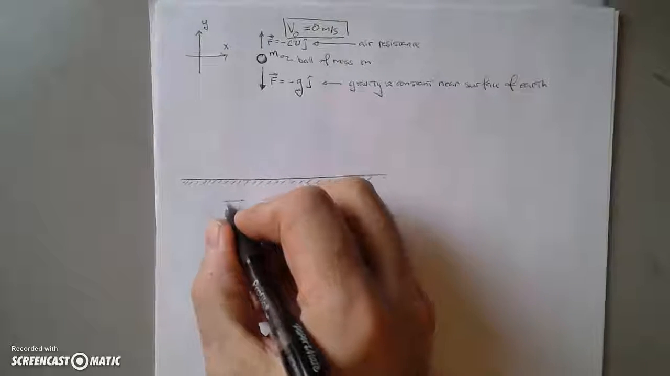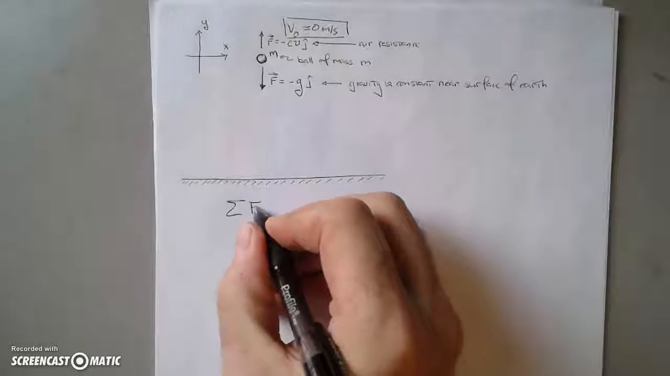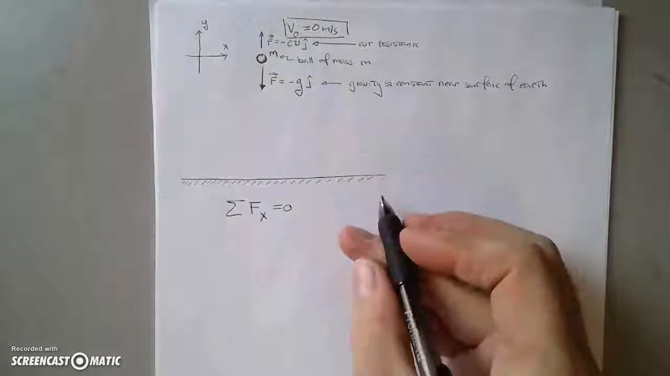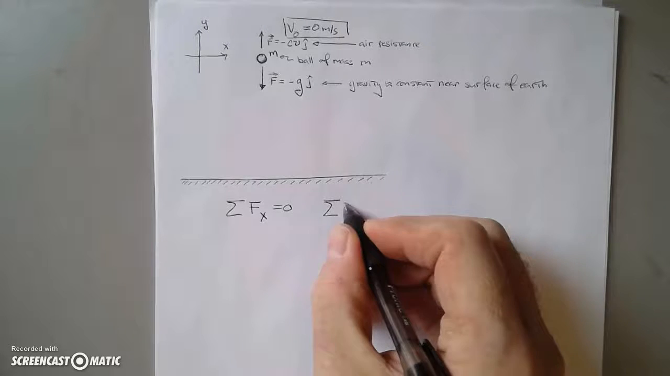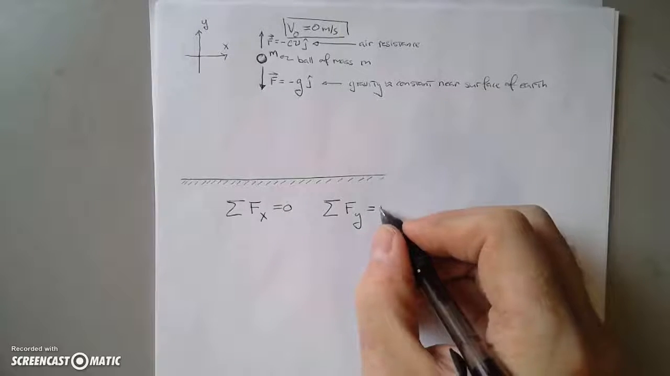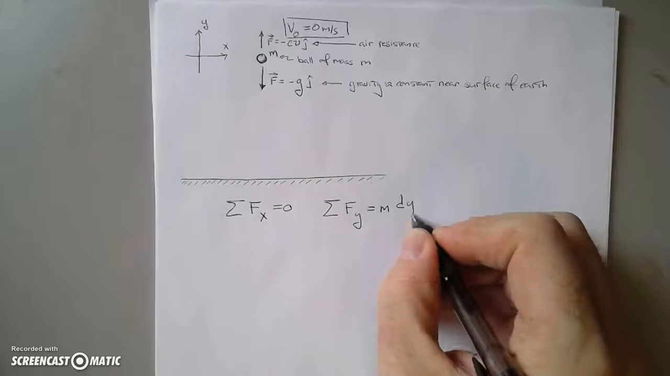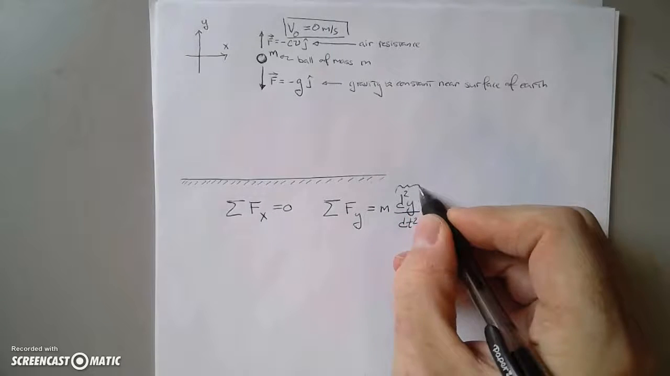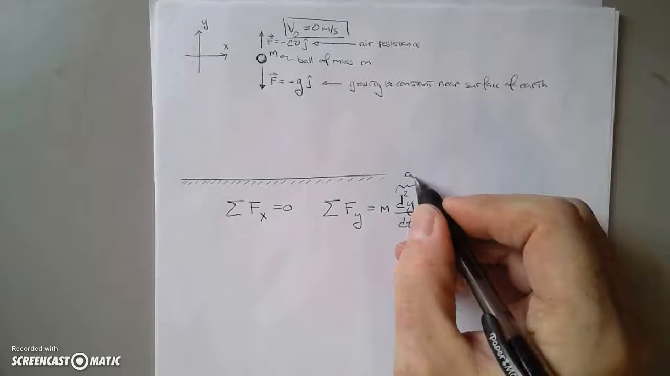So we're going to use Newton's second law. The sum of the forces in the x direction is 0. There's no wind or anything. The sum of the forces in the y direction are not 0. So that's m, second derivative of y with respect to t. This is acceleration in the y direction.